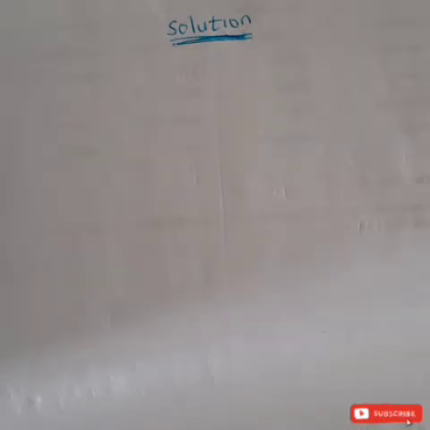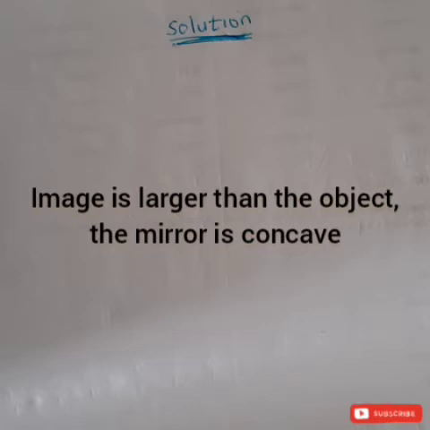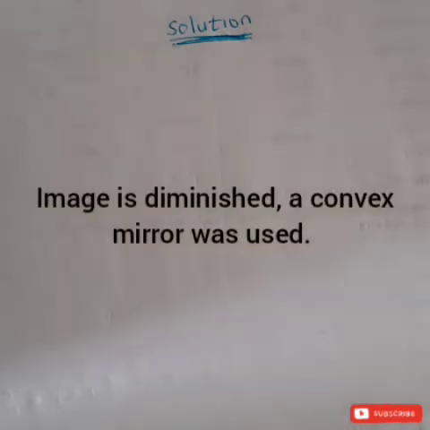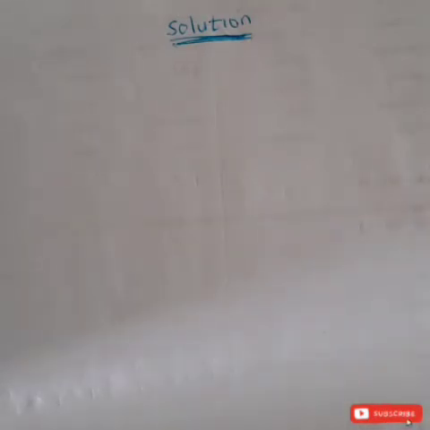Now, if the image is higher than, or bigger than, the object, then it means that the type of mirror used is the concave mirror. But if the image is diminished, then it is a convex mirror. So this question directly points to the fact that a concave mirror was used to capture the image of this object.